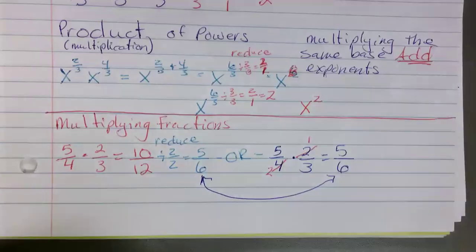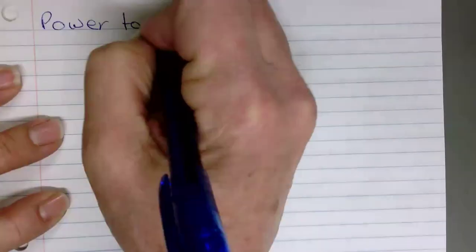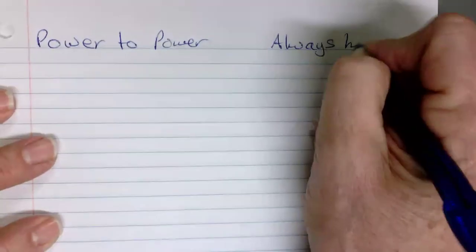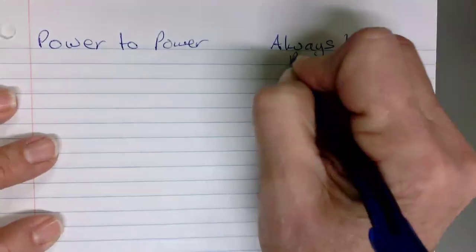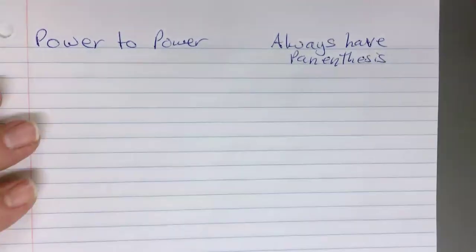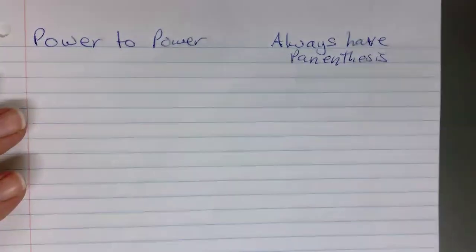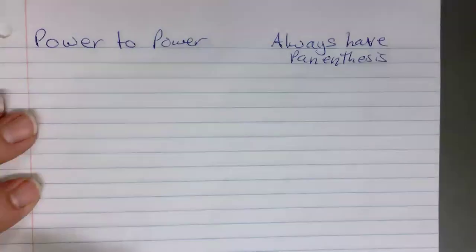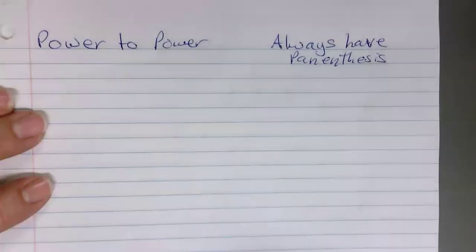Hopefully you still have room on your page to do the next one, but I do not, so I have to go to the next page. And this is where we're going to practice the property of power to a power. And this one will always have parentheses. So if you have a problem on a test and it's got parentheses on it, you can look over here and see if it fits this rule, right? So power to a power always has parentheses.